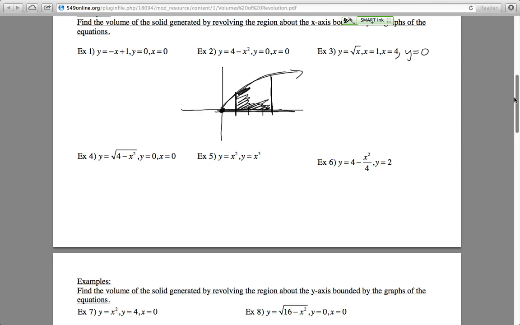Disk or washer? Disc, because remember, we're rotating it around the x-axis. Rotating around the x-axis, so it's definitely a disc. Okay?